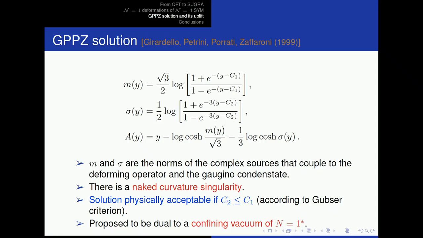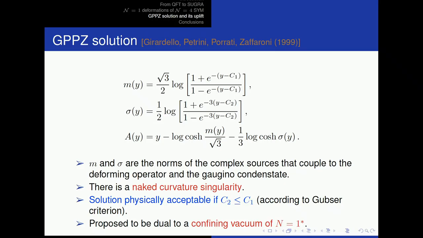But now this solution actually has a naked singularity. Now if one uses Gubser's criterion, then the singularity should be acceptable if, so we have C1 and C2, two integration constants, and if they satisfy this relation, then they're acceptable according to Gubser's criterion.